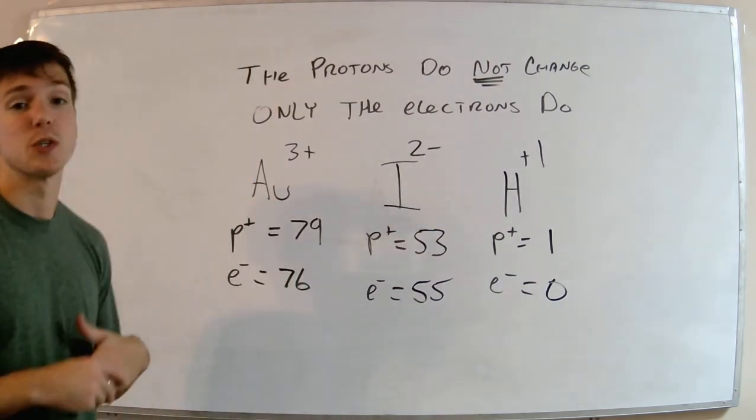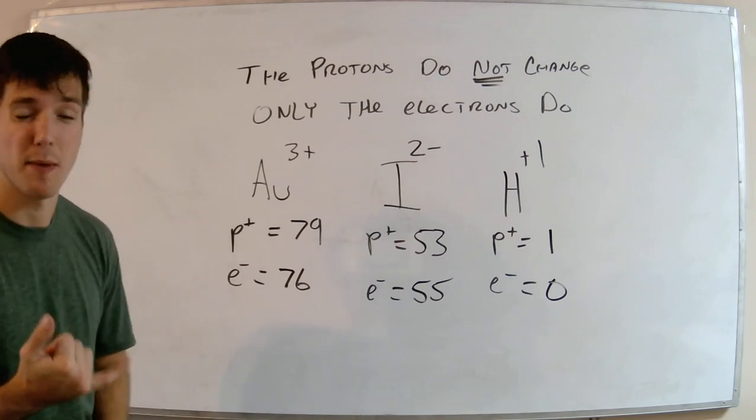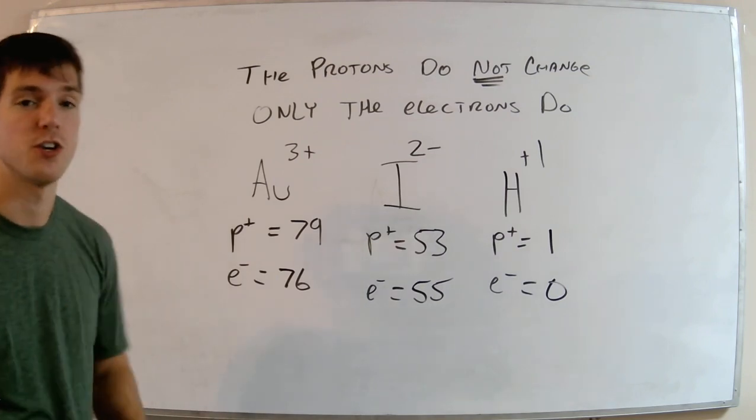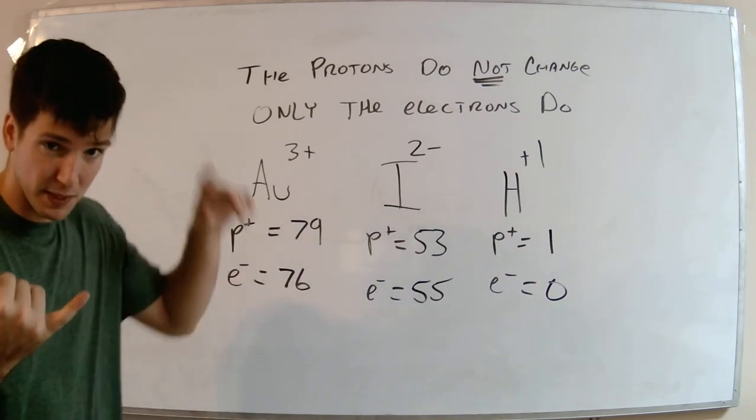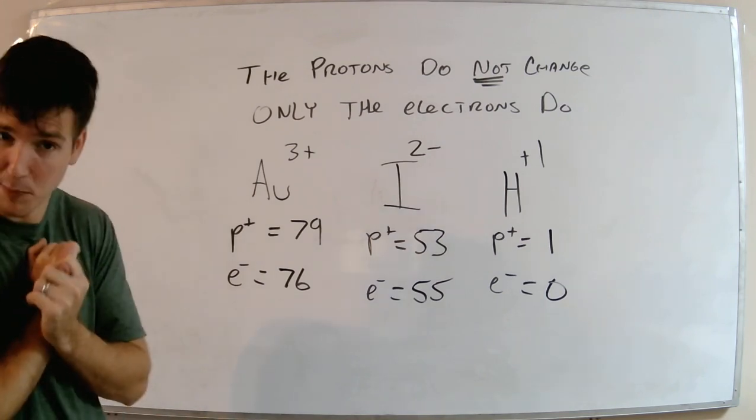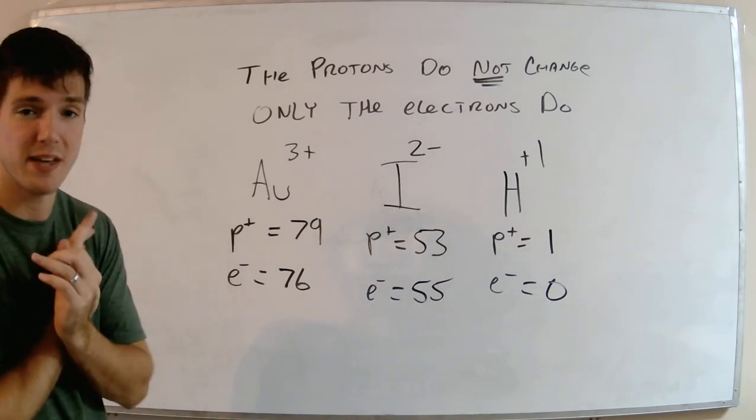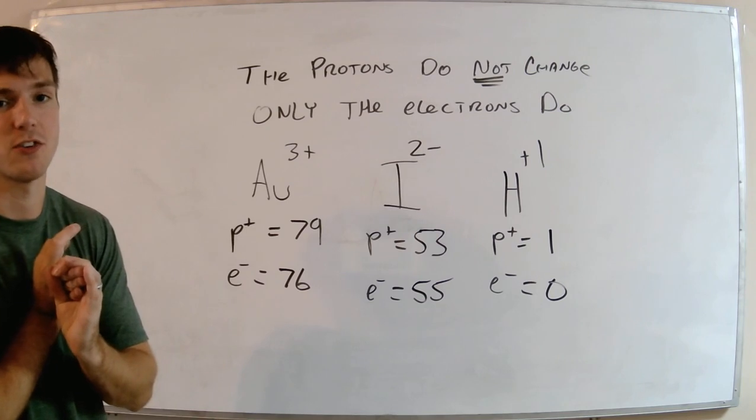So that is ions. Remember, ions are atoms with a charge. So now today what you're going to be doing is determining protons from the periodic table, neutrons from mass number, and electrons from the charge.